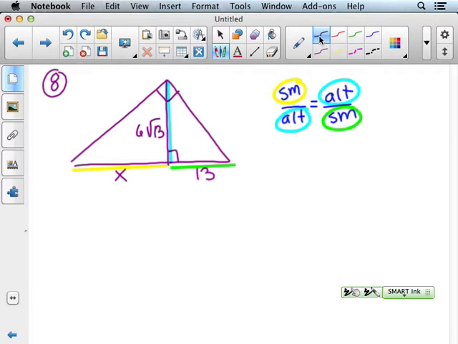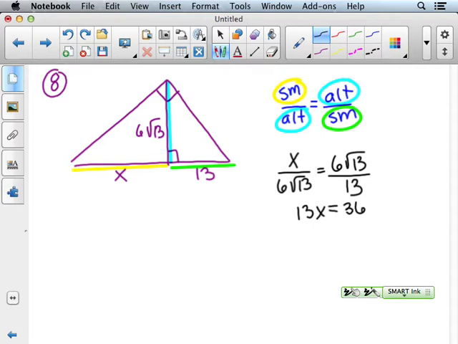So now I'm just going to substitute in x over 6 square root 13 equals 6 square root 13 over 13. And now we're going to cross multiply and solve. So we get 13x equals, we multiply these together, 6 times 6 is 36, and square root 13 times square root 13 is just 13. So we get 13x equals 468, and when you divide by 13, you get that x is 36. And there's your final answer.